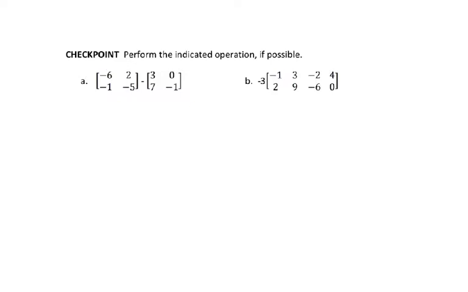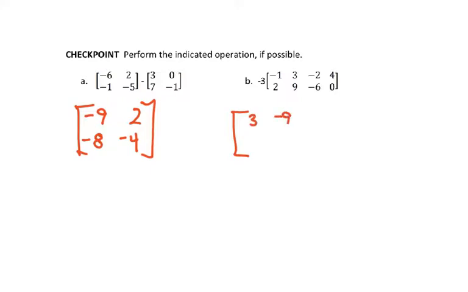Okay, so this one's a little different. It was a subtraction problem. We're going to do negative 6 minus 3, which is negative 9. 2 minus 0, which is 2. Negative 1 minus 7, which is negative 8. Negative 5 minus negative 1, that's negative 5 plus 1, negative 4. And on this one, we're going to multiply every single number by negative 3. 3, negative 9, 6, negative 12, negative 6, negative 27, 18, and 0.